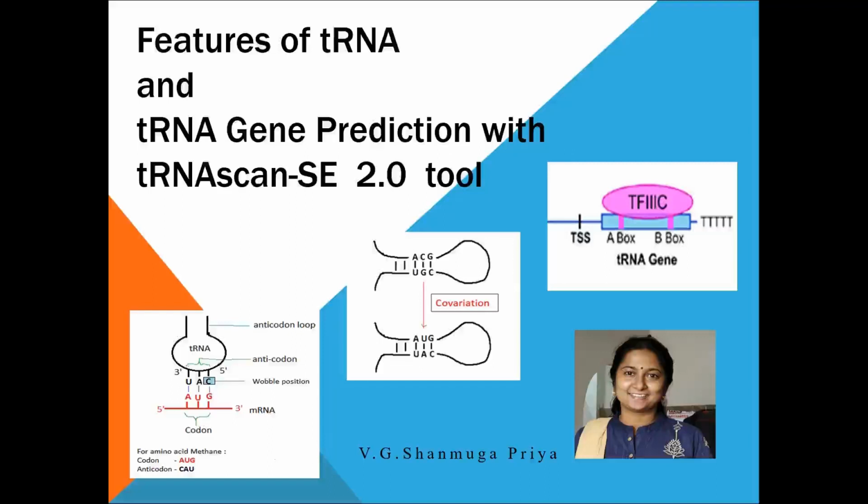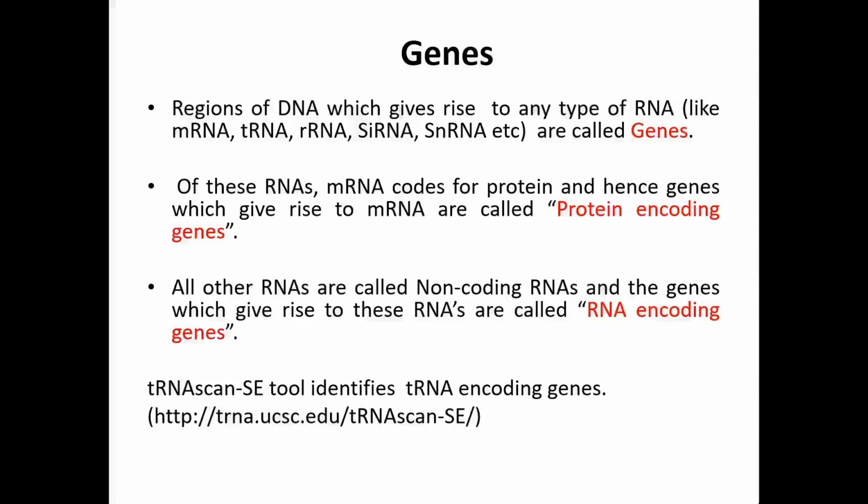Today we will be seeing about features of tRNA and tRNA gene prediction with the tRNAscan-SE tool. We know that regions of DNA which give rise to any type of RNA are called genes. Of these RNAs, mRNA codes for protein, and hence genes which give rise to mRNA are called protein coding genes. All other RNAs are called non-coding RNAs, and the genes which give rise to these RNAs are called RNA encoding genes. The tRNAscan-SE tool which we are going to see today identifies tRNA encoding genes.